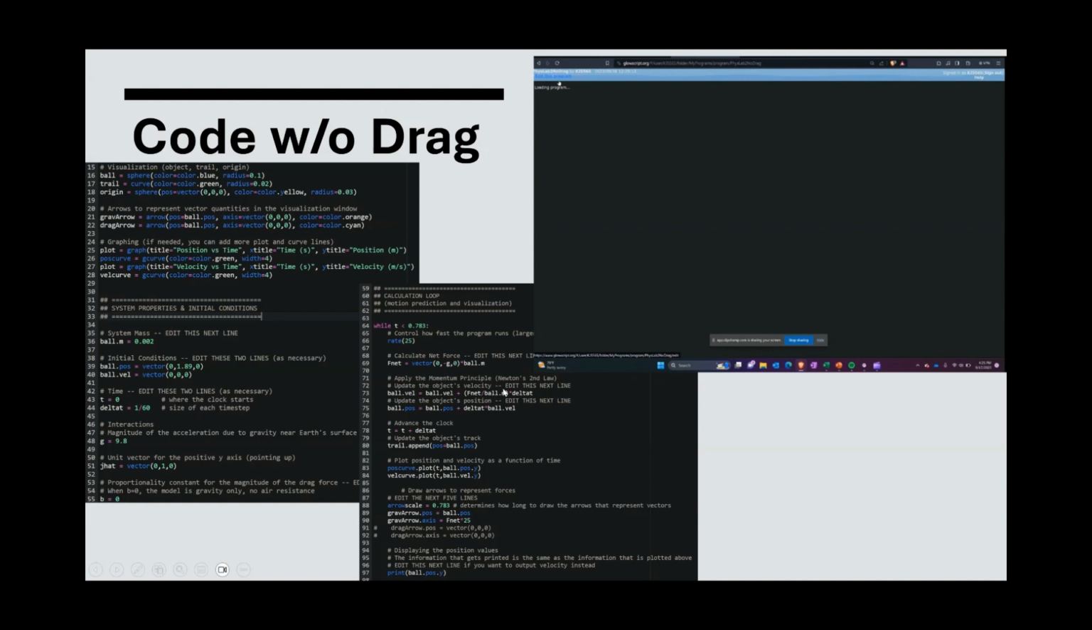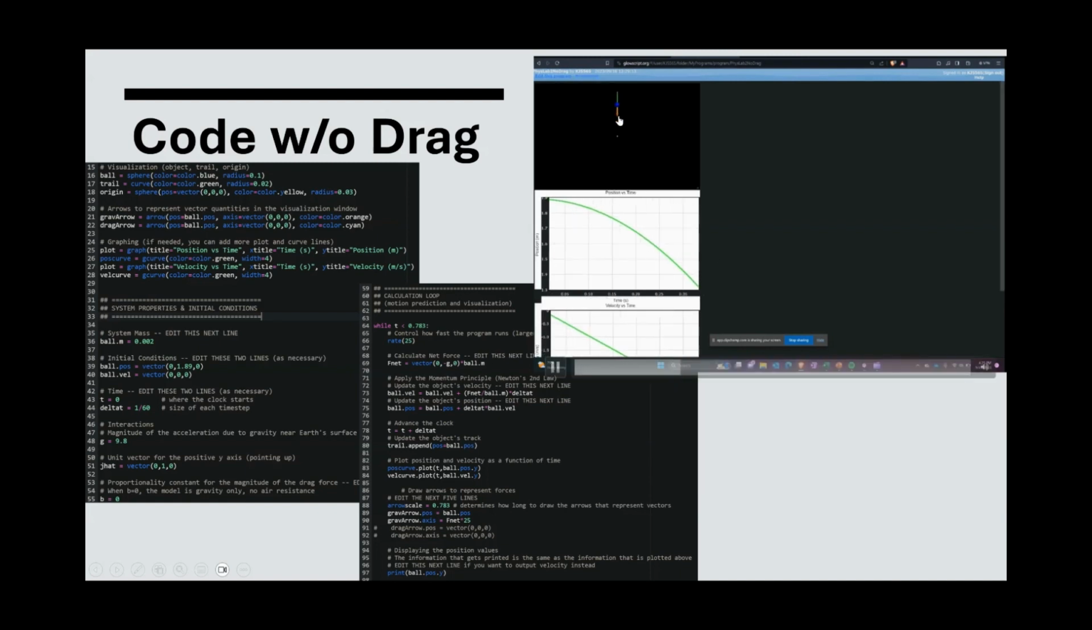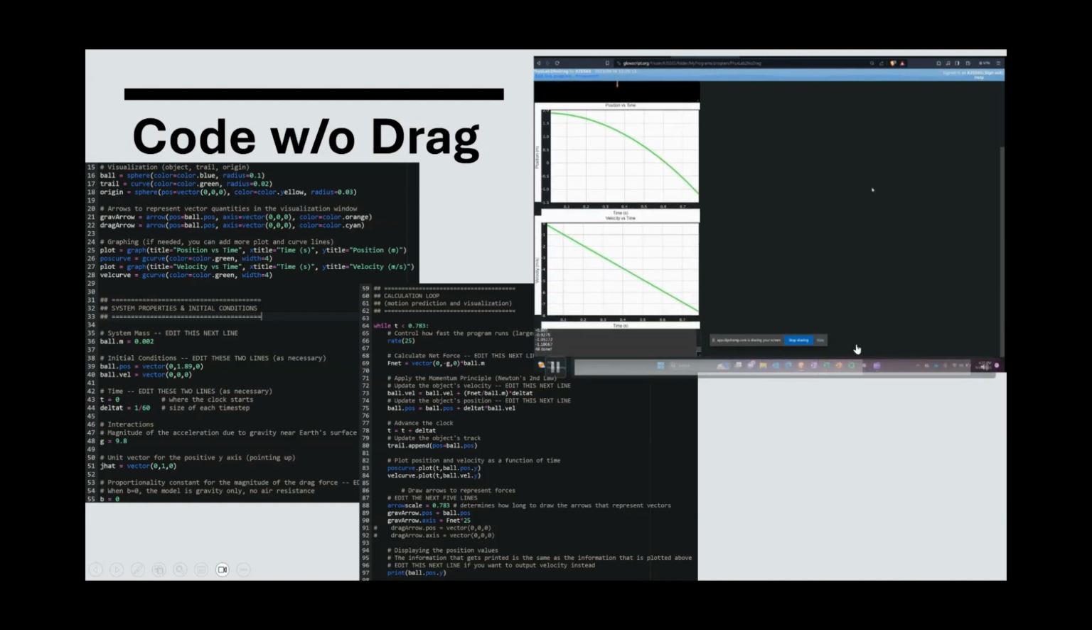For the calculations, we have F net is just F of gravity, modeled as negative g times ball m. Our ball velocity is updated with F net over mass to get acceleration, and position is updated with the changing velocity. Here we can see the model in action. Force of gravity is constant, in the position and time graph.